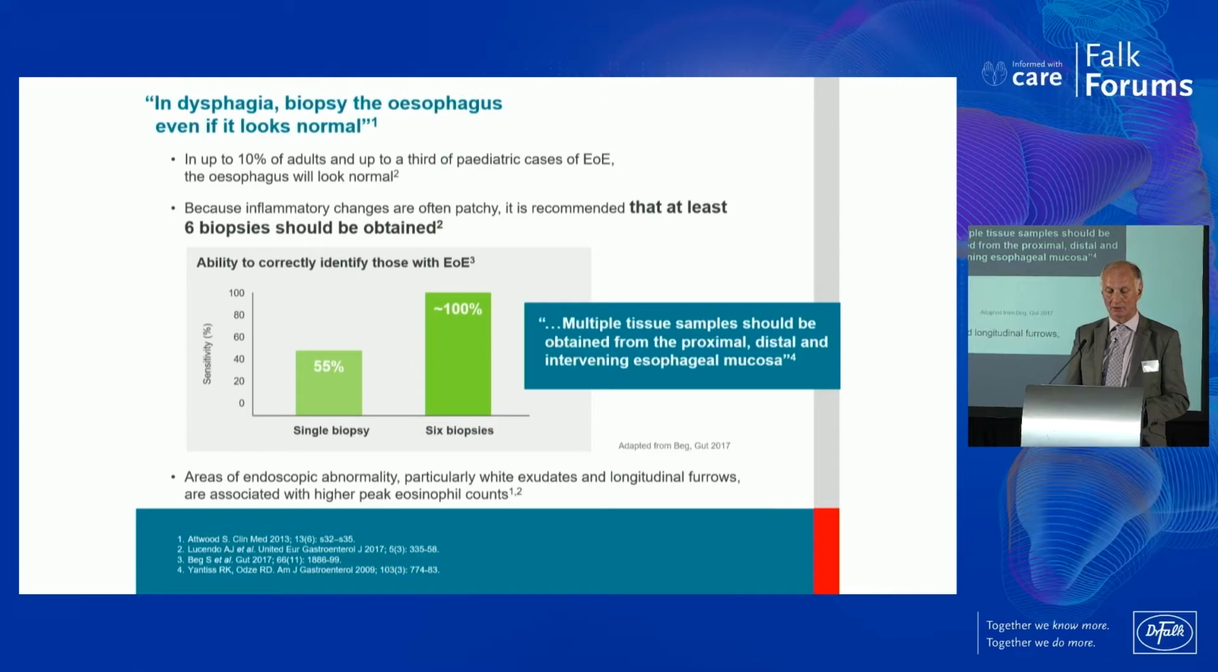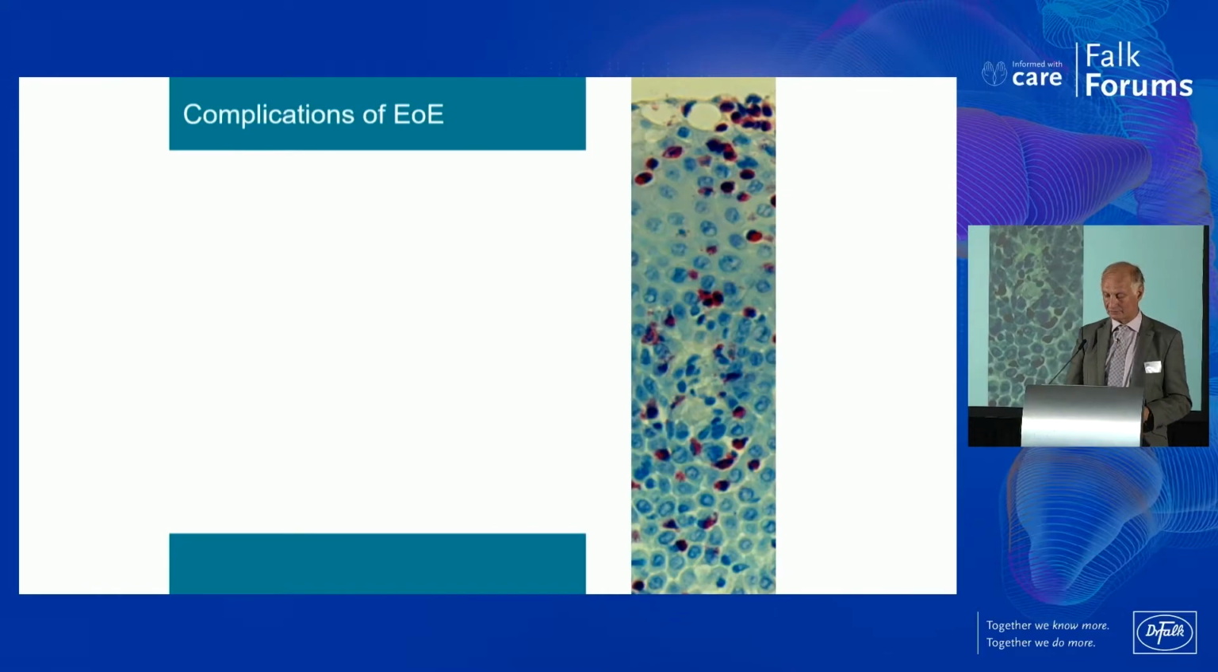And we know if you take one, you miss half the cases, and if you take 6, you'll get almost all of them. So that's the way we define it. 6 biopsies taken from multiple levels, because it can be a patchy disorder around different parts of the esophagus.